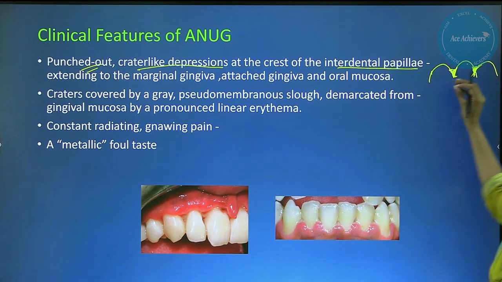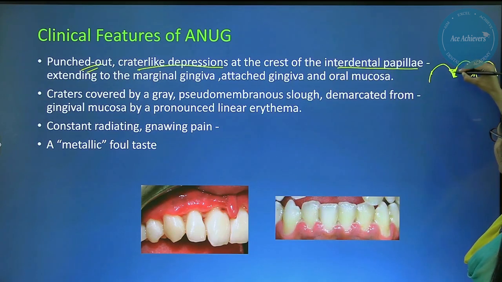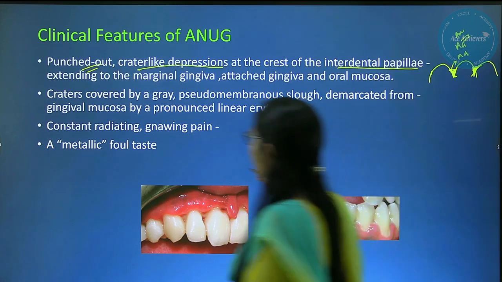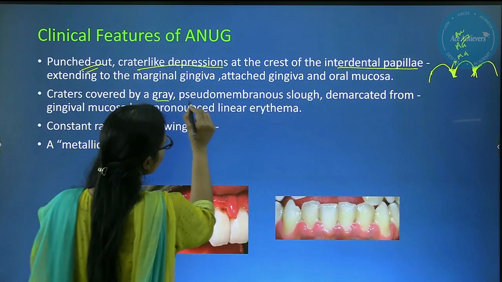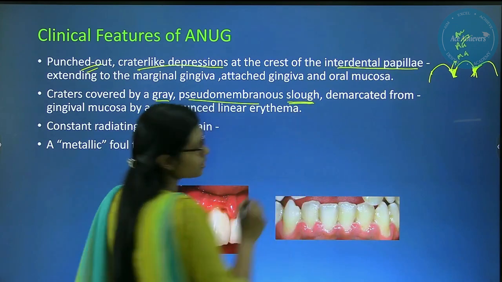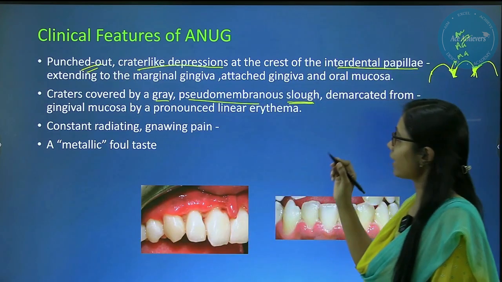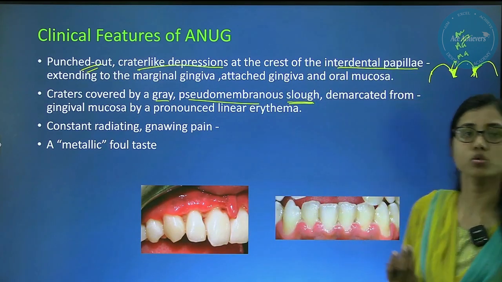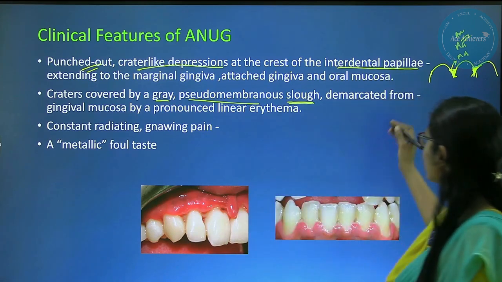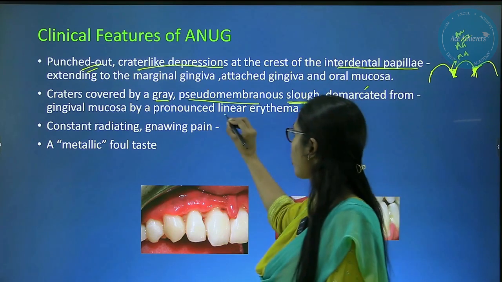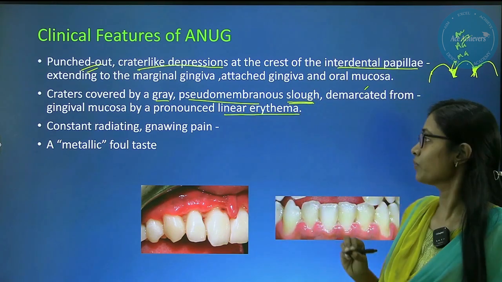Sometimes this involvement of the interdental papilla might extend into the marginal gingiva and also the attached gingiva and alveolar mucosa, okay. So next, it is going to be covered by a grayish pseudomembranous slough, okay. This is again an important classic feature of ANUG, which means the craters are going to be covered by a grayish pseudomembranous slough, okay, which is demarcated from the marginal or gingival mucosa by a pronounced linear gingival erythema, okay.